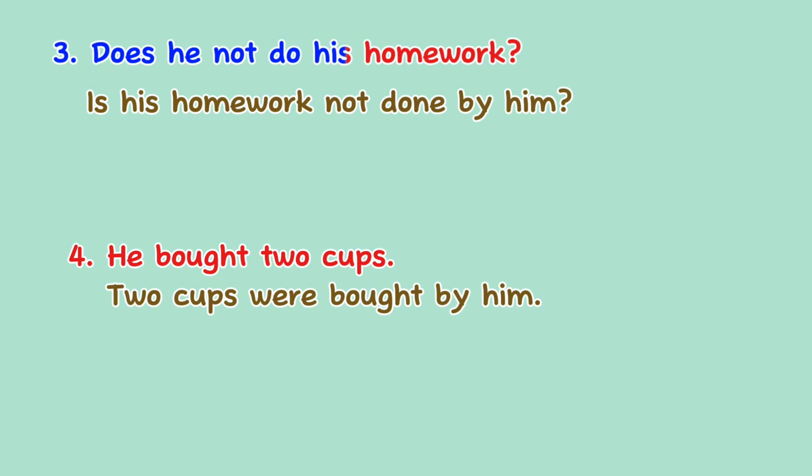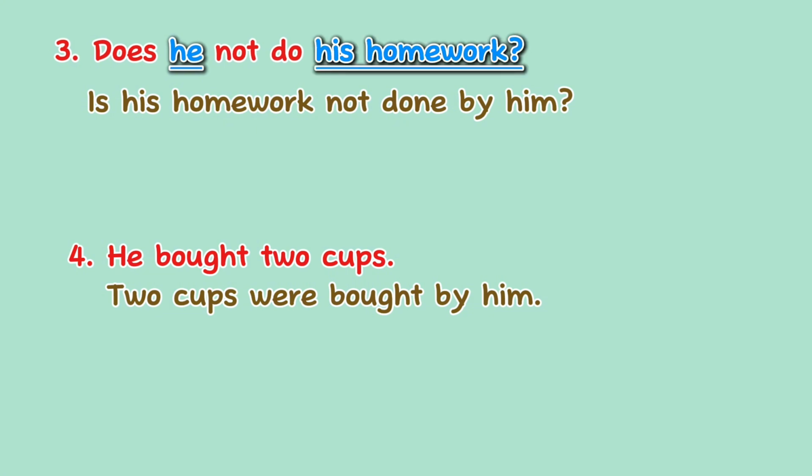Does he not do his homework? The passive is: Is his homework not done by him? In the original sentence, the subject he is performing the action of doing, which is directed towards the object, his homework. To convert this into the passive voice, the object his homework becomes the subject of the sentence, and the original subject he is moved to the end, introduced by "by."